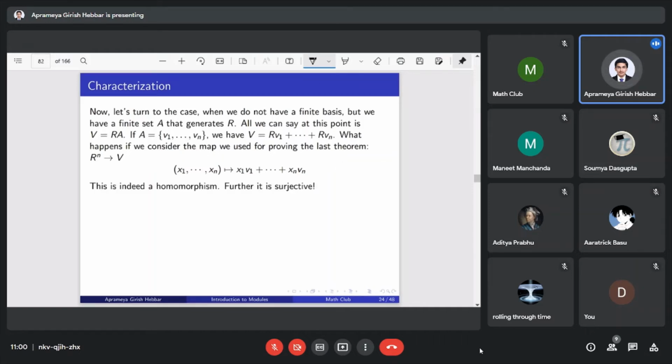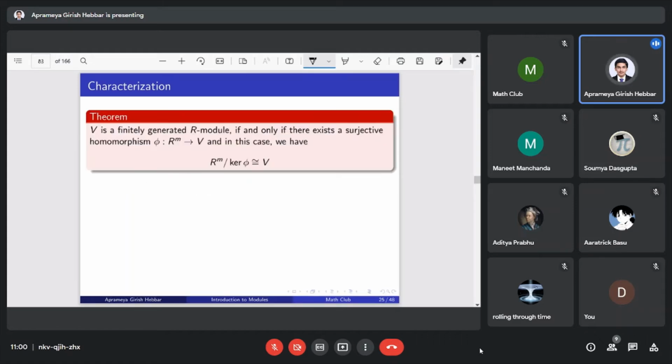So we already have that this map is a homomorphism as well as surjective. Why is it surjective? Because the set A generates V. Therefore we already have a very basic characterization: if V is a finitely generated module, then there exists a surjective map from some R^m to V. And in this case, by the first isomorphism theorem, you have R^m over kernel phi is isomorphic to V.